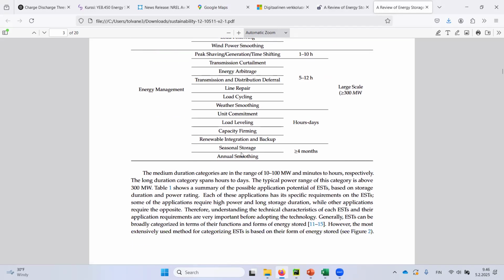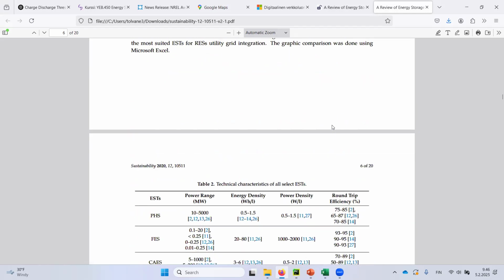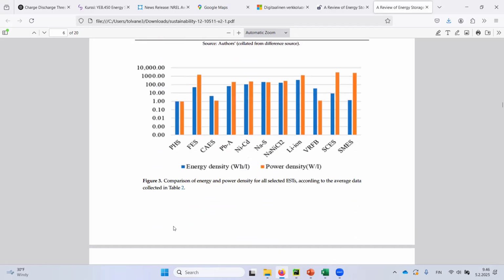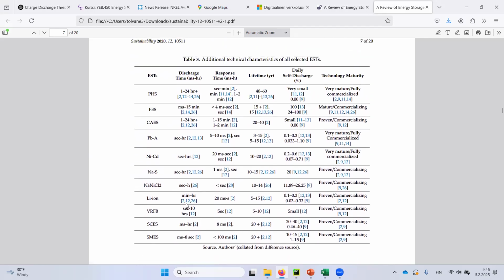And then you start affecting seasonal storage and annual smoothing. And that's the one they want to do with, for example, the pit that I was showing you related to the heat storage. So this was a really good article, and you can see a lot of these power range, energy density, power density for all of these different kinds of systems. And for example, charge and discharge time, response time. So whenever you need some references for those, this is the place to go. It has a lot of references, and you can see a lot of really specific values.